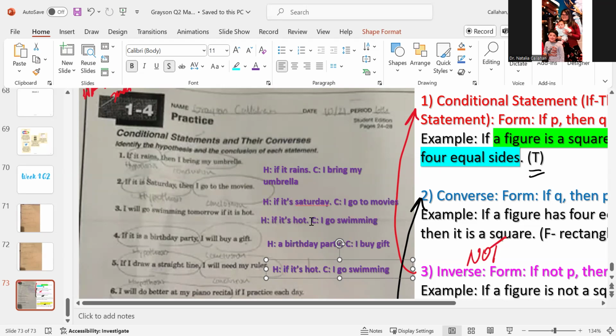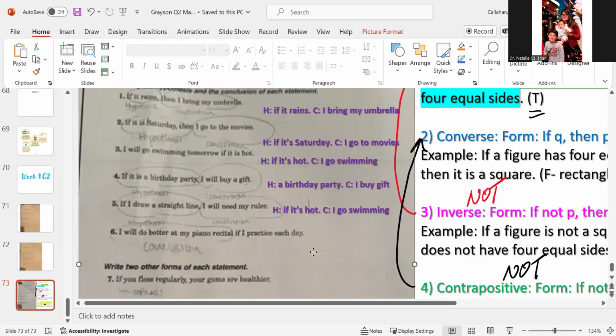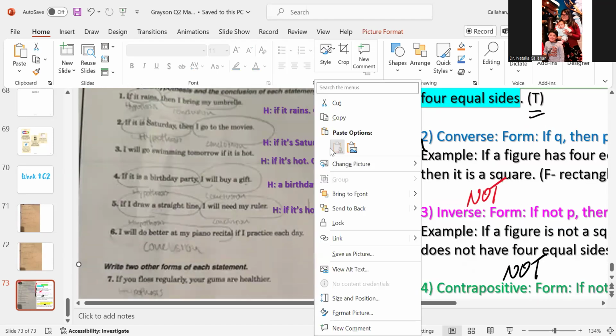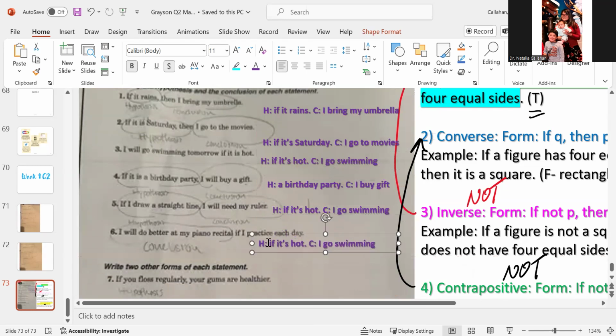Like, if it's hot, I go swimming. Is that always true? Because if it's hot, I can go to the lake. I can go to the pool. I can go take a bath, right? If it's Saturday, I go to the movies. But if it rains, you probably are going to bring an umbrella, although you can bring a raincoat too. All right. What's the hypothesis for number 6?